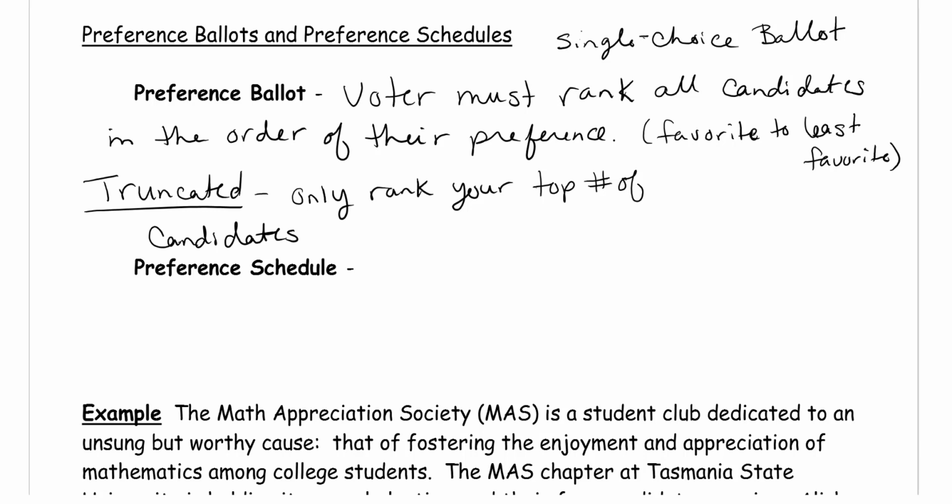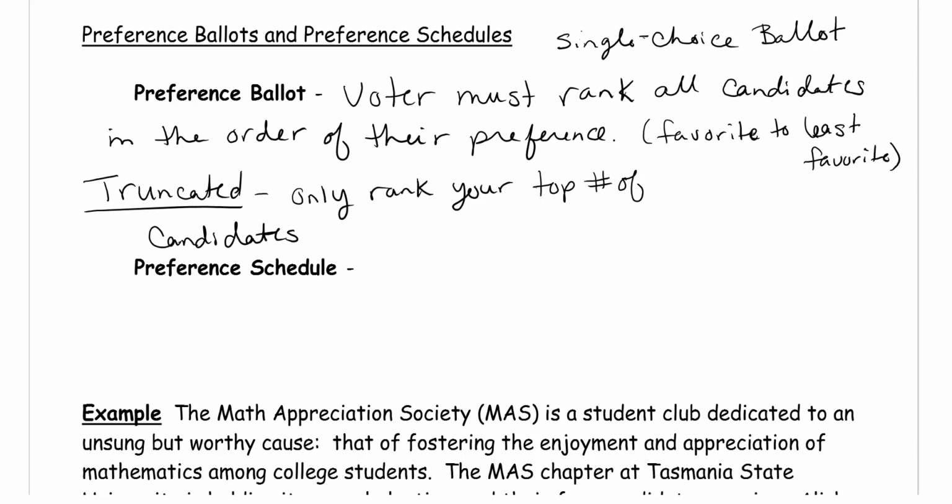And this you would use oftentimes when there are a lot of candidates. So maybe there are 10 candidates, and then you would be asked to give your top 3, your favorite 3, and you also list them from your favorite down to your least favorite. So that is a truncated preference ballot.